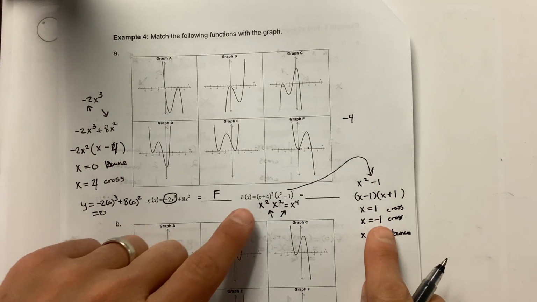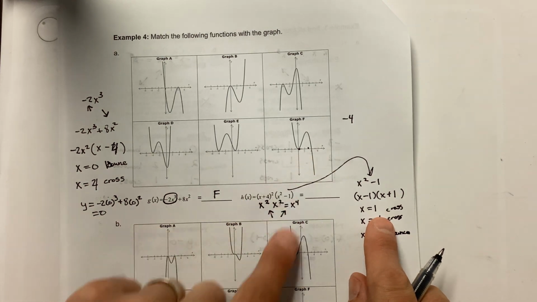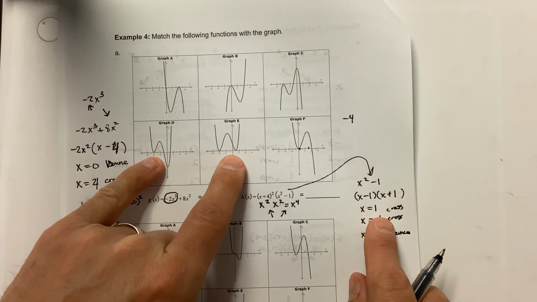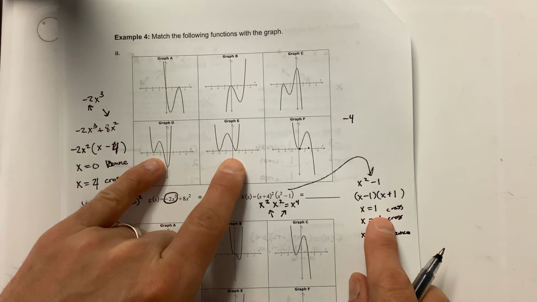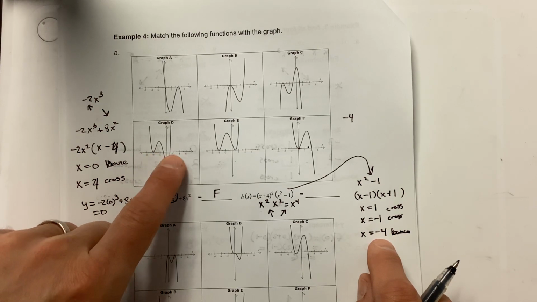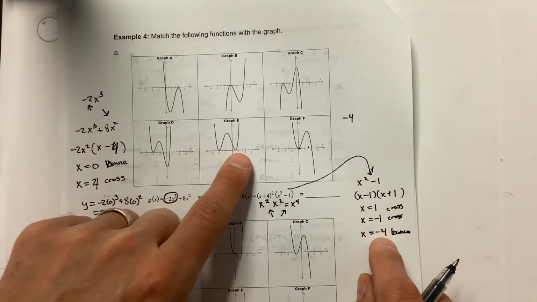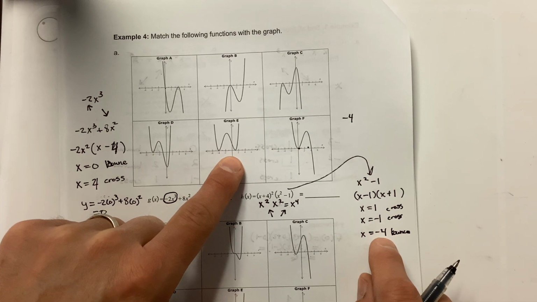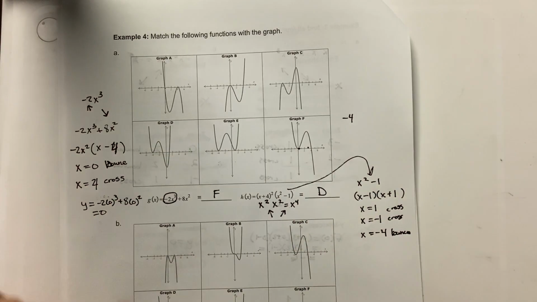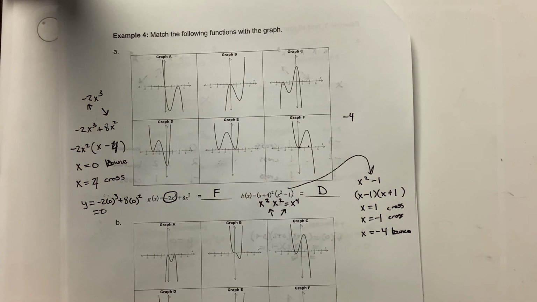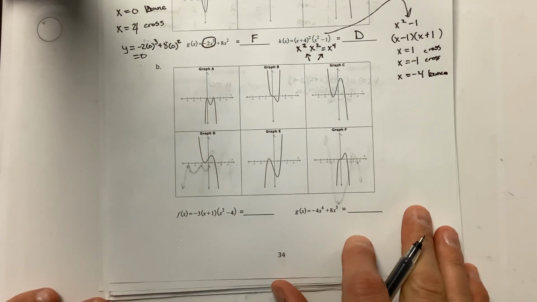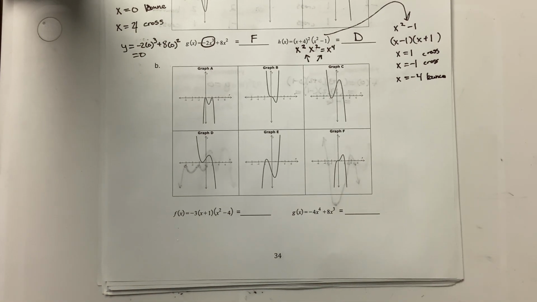All right, so it's either going to be this one or this one, because those are the only two that have that end behavior. This one is the only one that bounces off of 4 and crosses the 1 and the negative 1. This tries to bounce off of 2, but it doesn't even have all of the solutions. So it's got to be letter D for this one. So it's just a trial and error process. All right, you guys try letter B. Go through the process of each one.